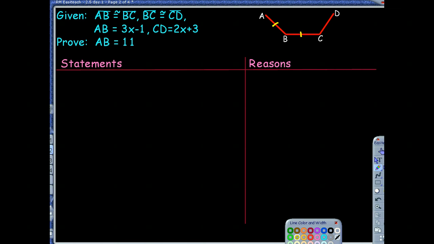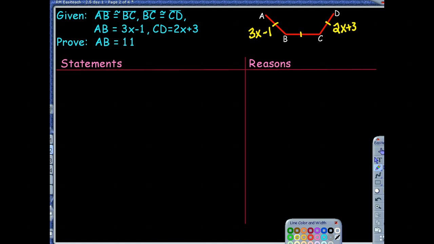We're also given that segment BC and CD are congruent. So what am I going to do here, Mrs. Palermo? Well, if segment BC already has 1 tick mark, segment CD is also going to have 1 tick mark. Wonderful. Okay, and we know that AB is 3x minus 1, and that CD is 2x plus 3. So I'm just taking all that given information and marking it in my picture.